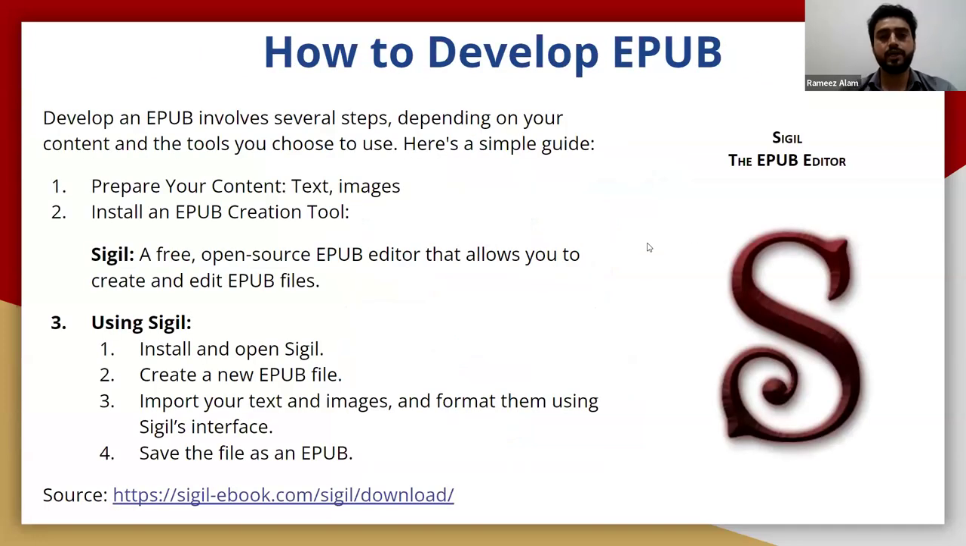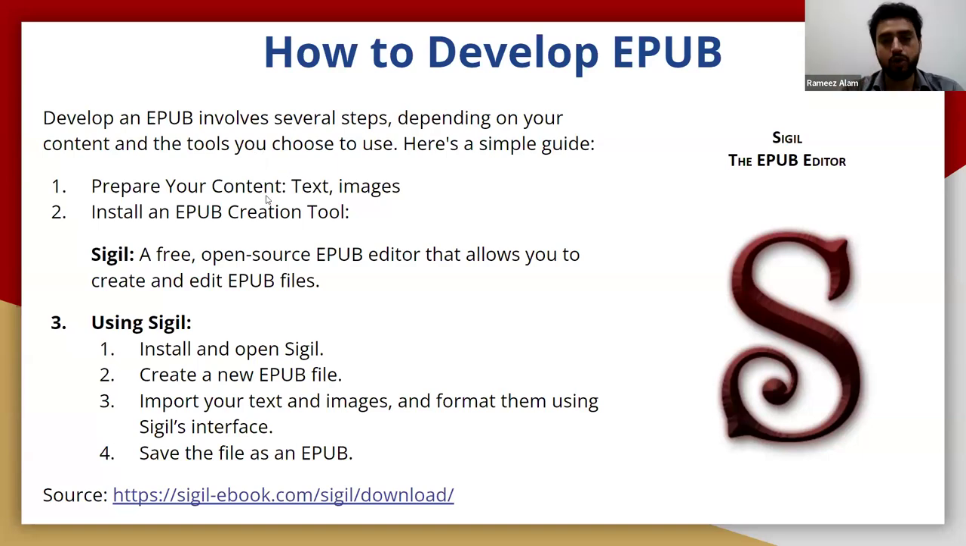Now, we can see how to develop an EPUB and what the requirements are, what software is required. Developing an EPUB involves several steps depending on your content and the tools you choose to use. I'll guide you. First step is you need to prepare your content, like text, images, audio, video, and whatever your content is.